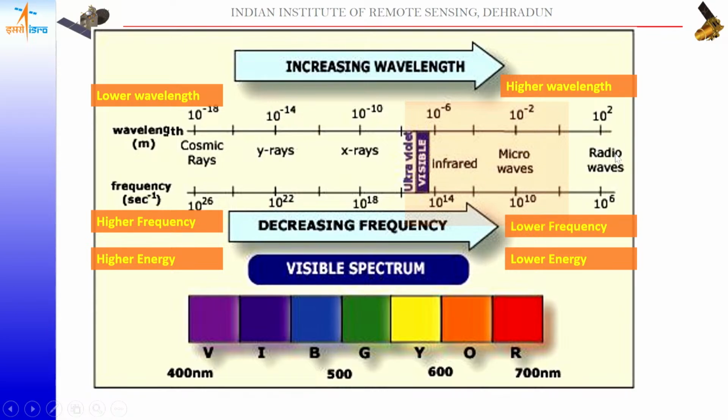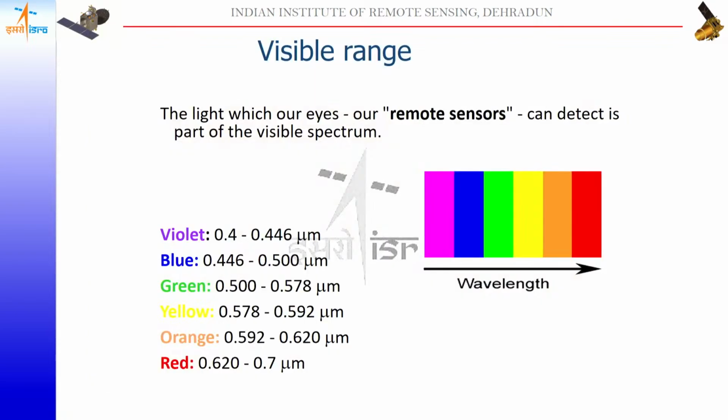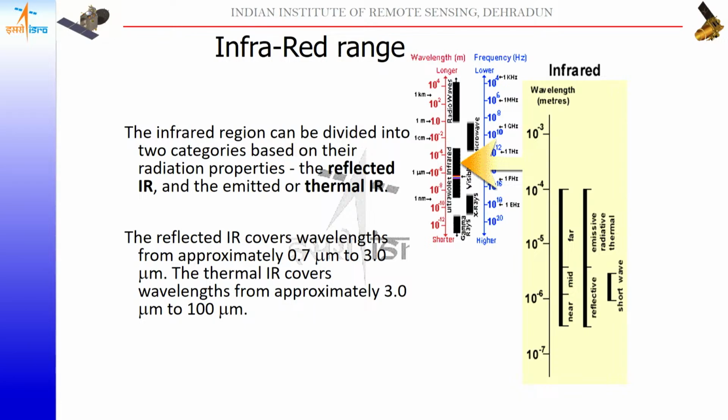For Earth-based observation studies, we are restricting ourselves to this range, right? Ultraviolet, visible, infrared and microwaves. Ultraviolet is mainly used for atmospheric studies. Visible, IR and microwaves are used both for the atmosphere as well as for land surfaces of Earth. Then coming to the visible range, it extends from 0.4 to 0.7 micrometers. The infrared range is from 0.7 to 3 micrometers, and from 3 to 100 micrometers.